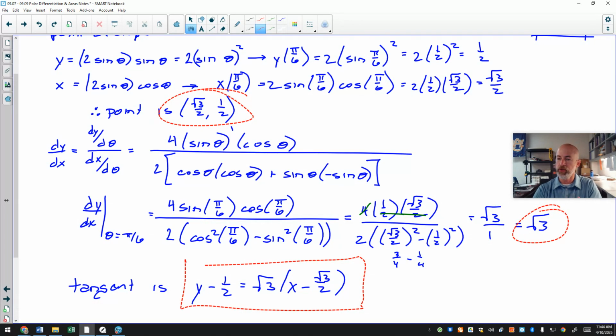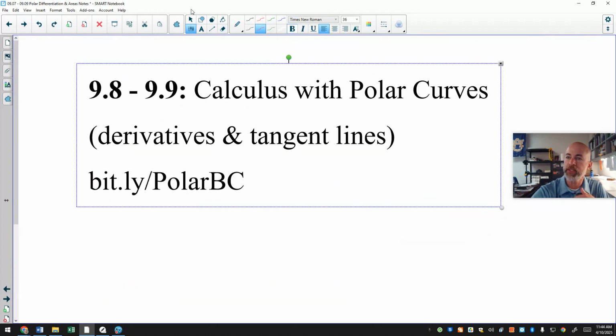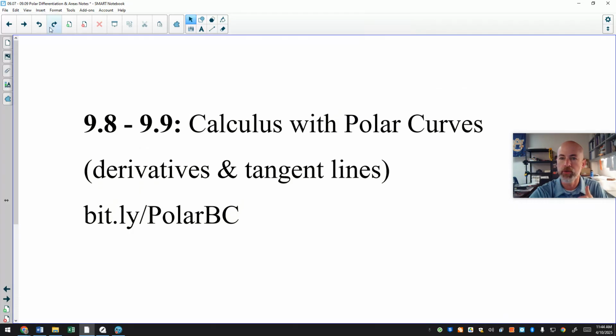So that is all I wanted to do with the derivative differential calculus. And if you want to see a video on how to do areas of polar curves, that's going to be my next video, which I'm going to record as soon as I'm done with this one.